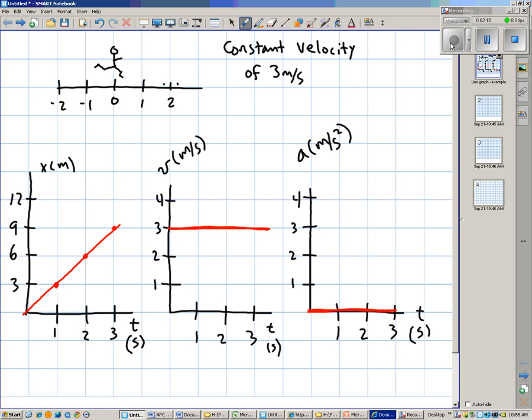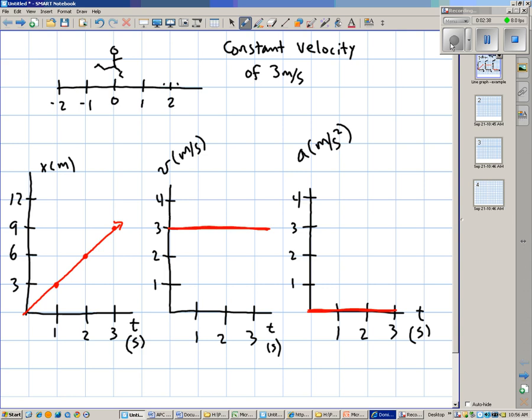The interesting thing here that we're going to start learning about these motion graphs is that the slope of this position or displacement versus time graph actually gives us our velocity. So if you take the slope of this line that we've just drawn, this position versus time graph, you'll see the slope of that line is 3. So the slope of a position versus time graph is 3 meters per second.